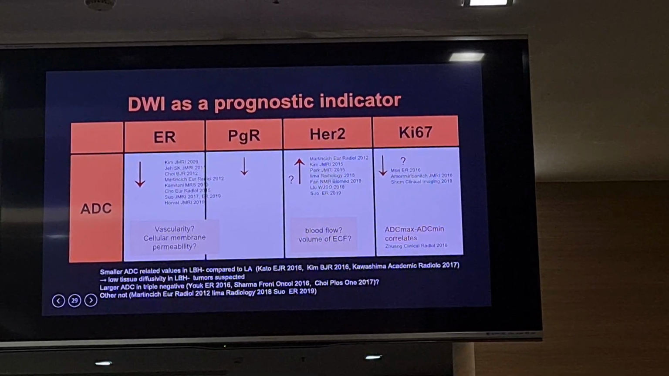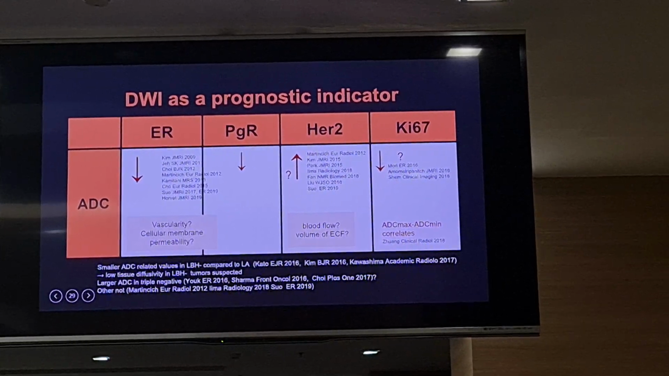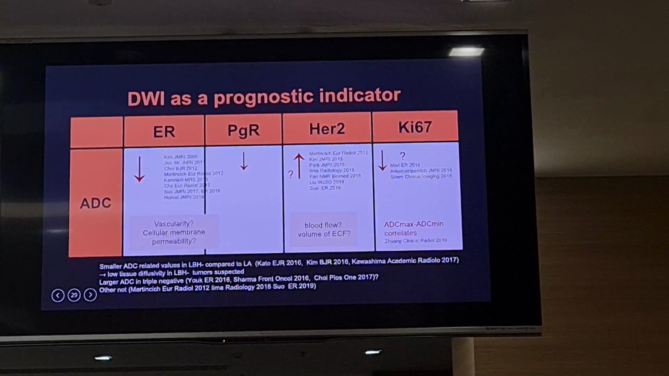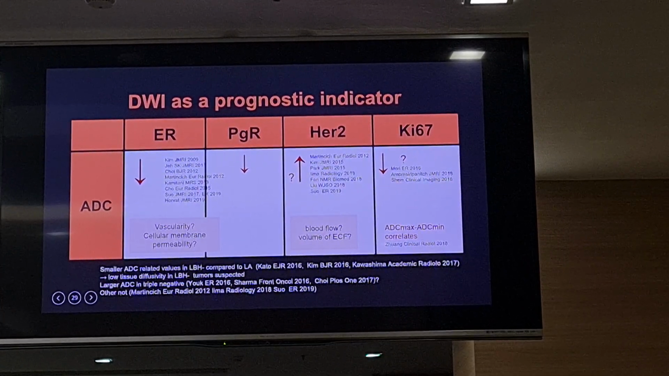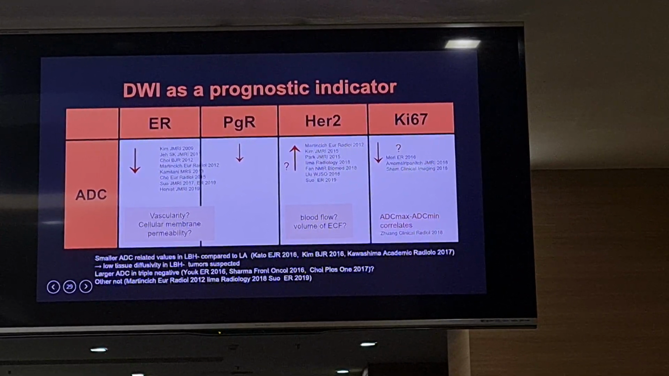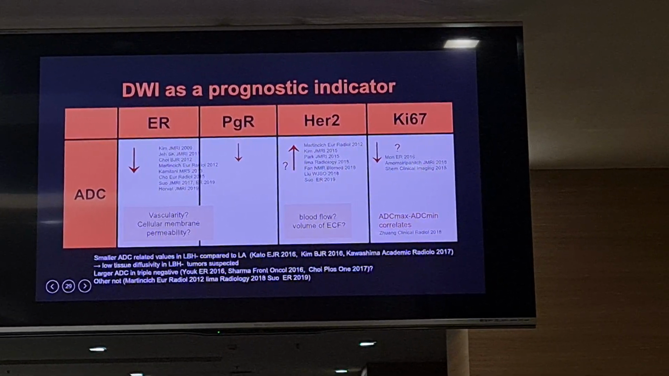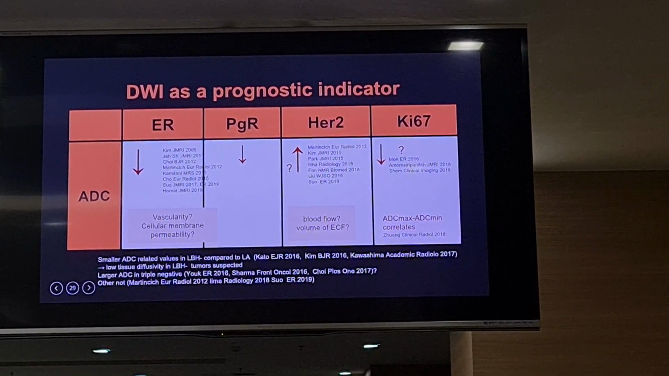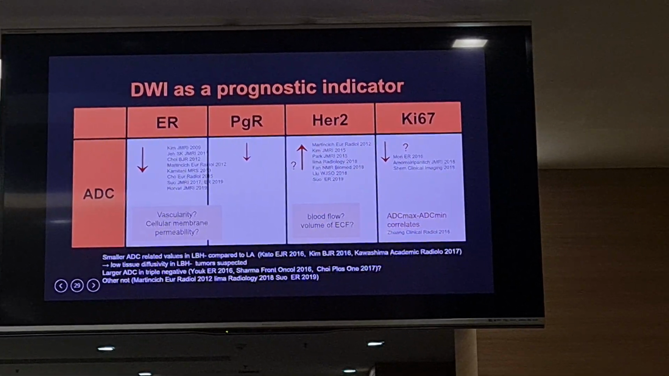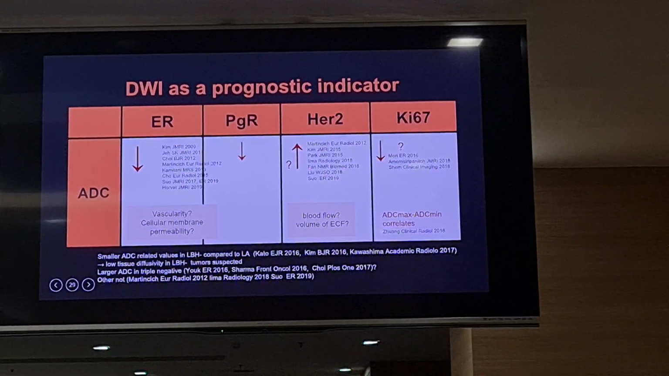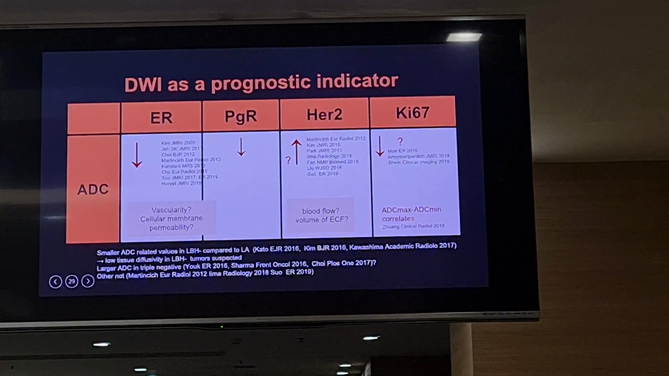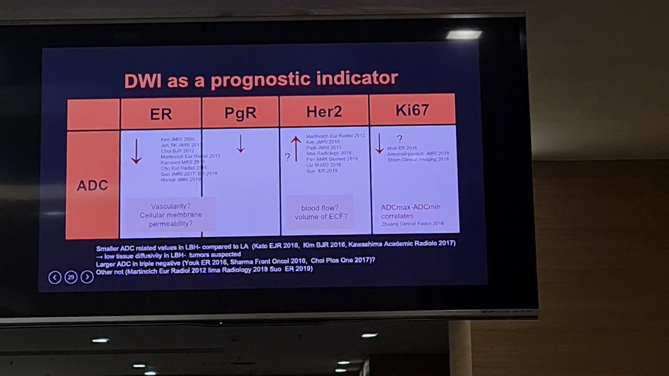So ADC values, many papers have already shown that within the hormone receptor, estrogen and progesterone receptor positive tumors, ADC value decreases. This might be due to the vascularity or the membrane permeability, but this is not validated yet. And with HER2 positive tumors, we have higher ADC values in some papers, but this is not validated either. We speculate the blood flow or extracellular volume might contribute. And there are conflicting results regarding Ki67, some positive, some negative, so we don't have solid evidence here.